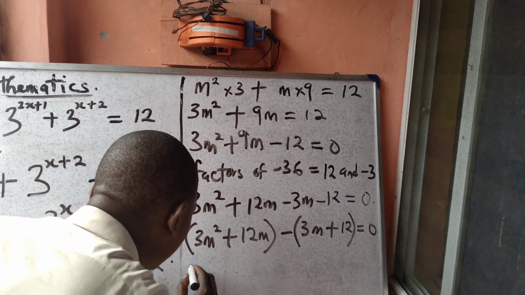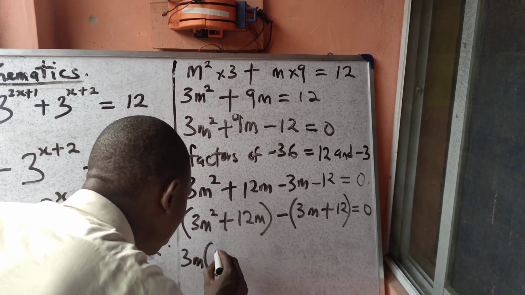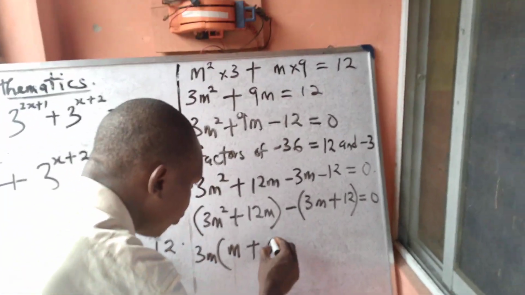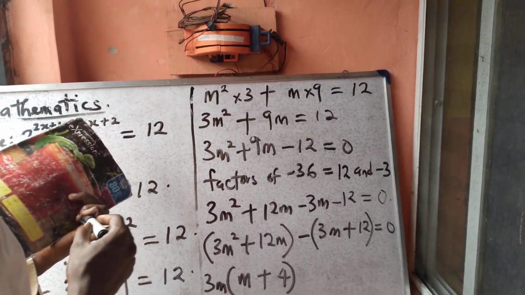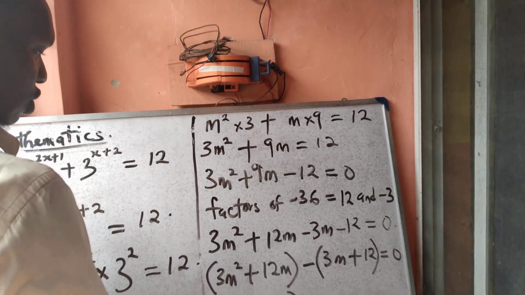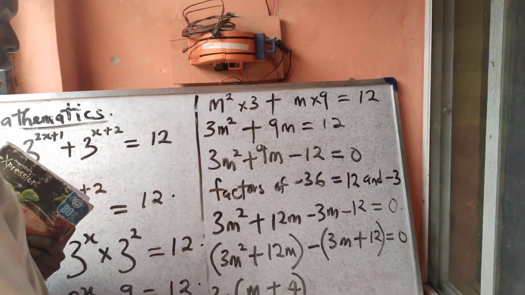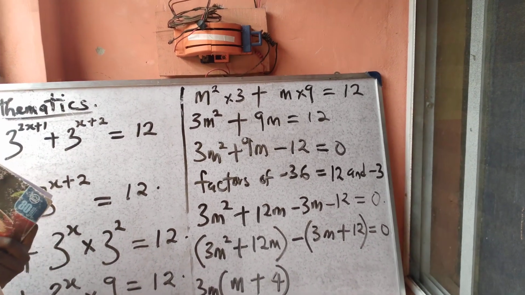Factorize this. What is common here? 3m is common, so m will remain, plus if you bring that 3m here, what remains? 4 will remain. That is it. Because if you multiply this, 3m times m is 3m squared, and 3m times 4 gives you 12m.